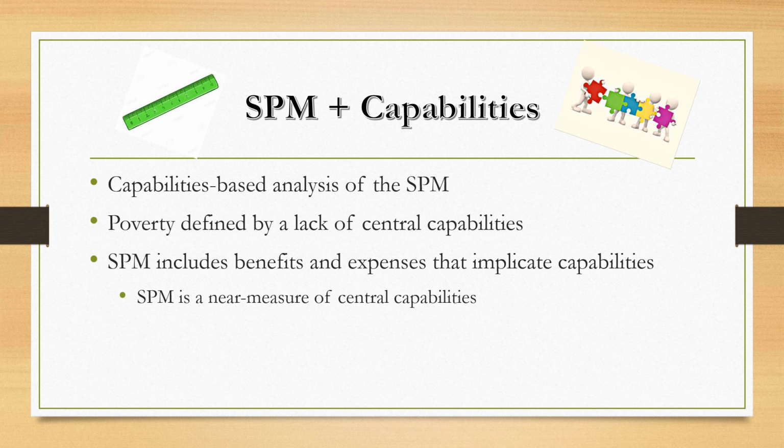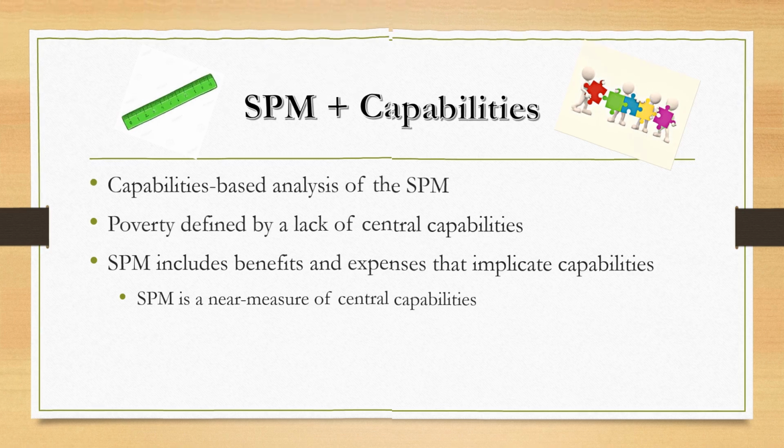For example, the SPM's inclusion of medical out-of-pocket expenses in its calculation infers the central capability of bodily health. Thus, in order to maintain the underpinning of human dignity in the measurement and definition of poverty, the capabilities approach should be utilized as the basis for SPM analysis, which can measure poverty in a more time and resource-efficient calculation. However, poverty should be defined by the capabilities approach as a lack of central capabilities.